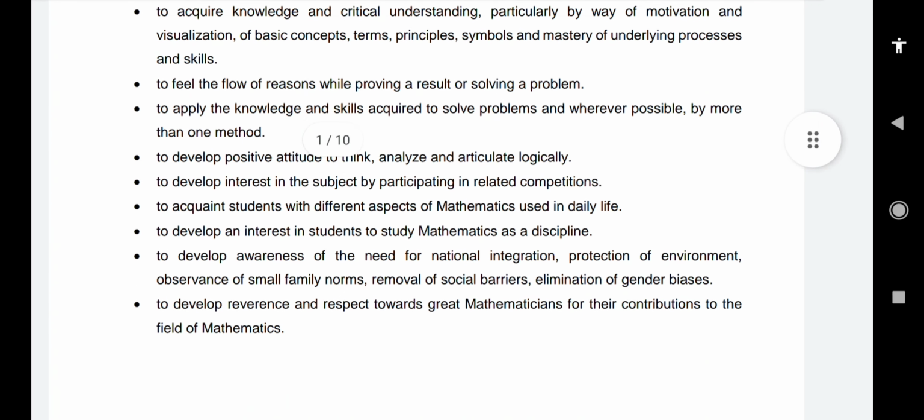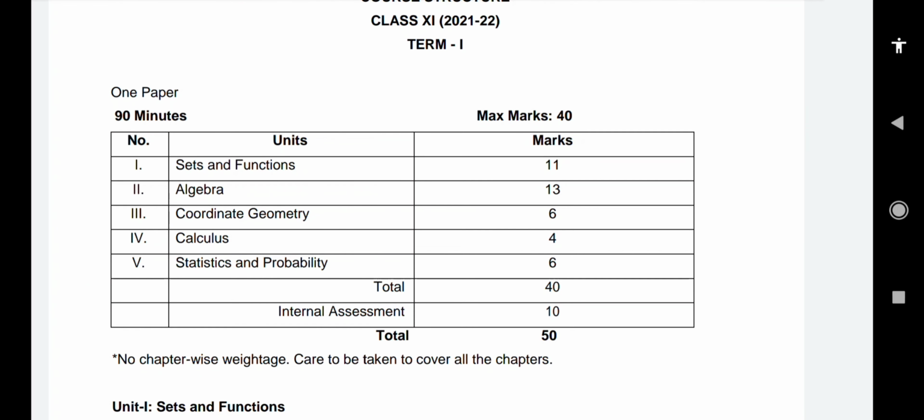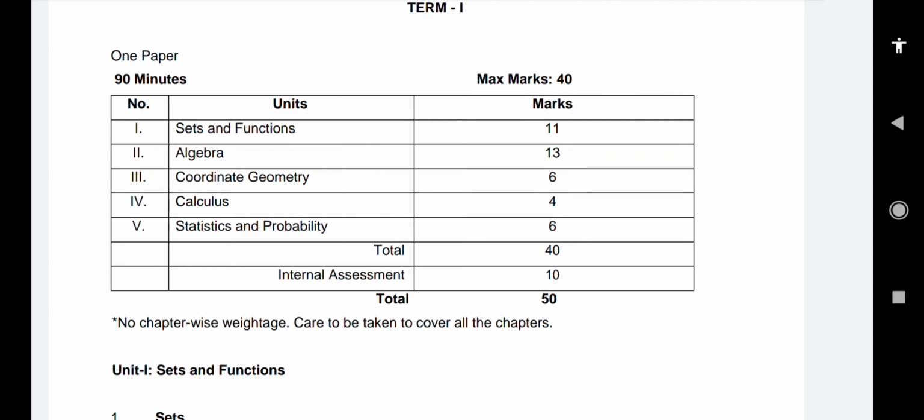The activities given to you. Now this is class 11 term 1 syllabus. The first chapter is sets and functions, which is for 11 marks, algebra 13 marks, coordinate geometry 6 marks, calculus 4 marks, statistics and probability 6 marks. So altogether it is of 40 marks and internal assessments 10 marks. As I told you, altogether 50.